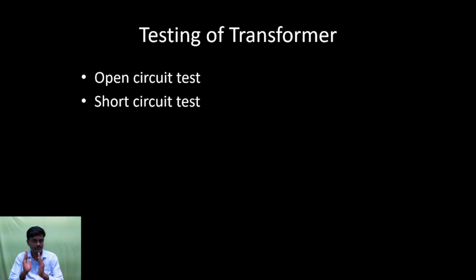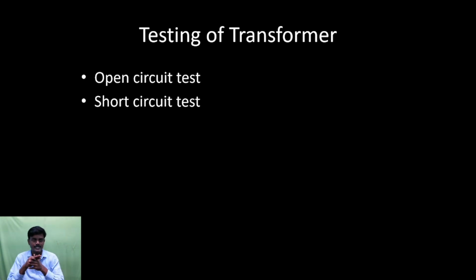Okay, so keep in mind, when I am conducting the open circuit test, you should open the more number of turns coil. You have to give the supply in the less number of turns coil. Suppose we are considering a step down transformer. Consider one step down transformer: in the secondary side only you have to give the supply when we are conducting the open circuit test, and at the primary side you have to measure the voltage value.